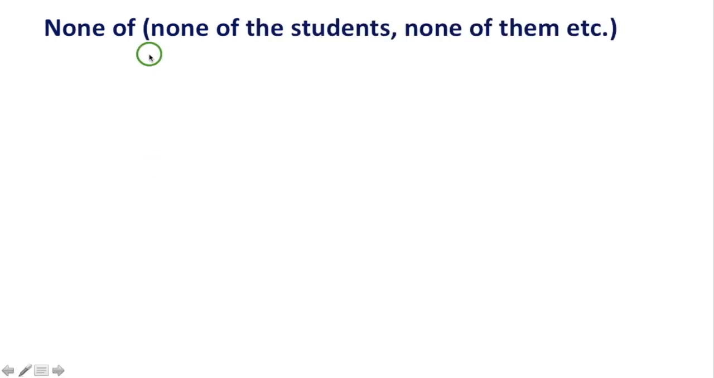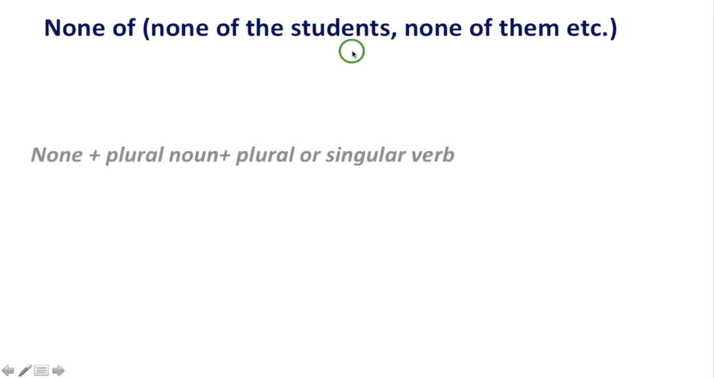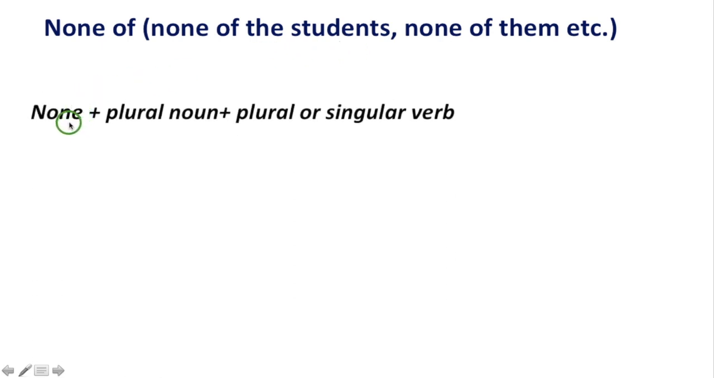Next, this is again a very important thing, that is "none of," as in "none of the students," "none of them," etc. Now let's see the example first. Here we find that always with "none" or "none of," we have to use a plural noun, but the verb may be a plural verb or a singular verb. Both are correct. You can use a plural verb in different situations, and you can use a singular verb there. But with "none" or "none of," we have to use a plural noun always.